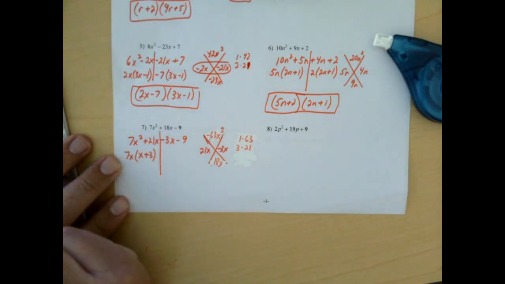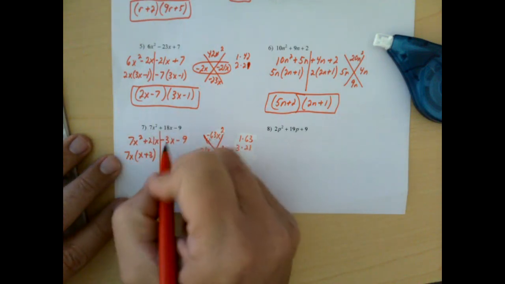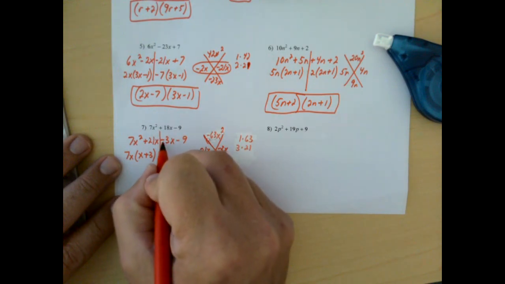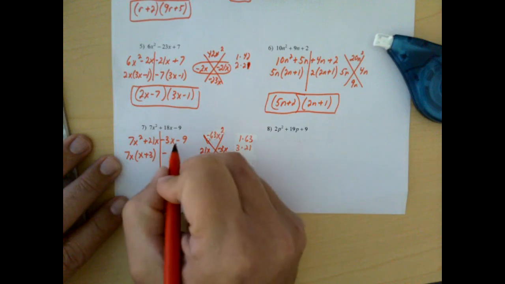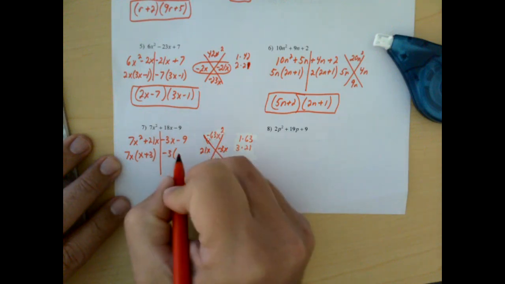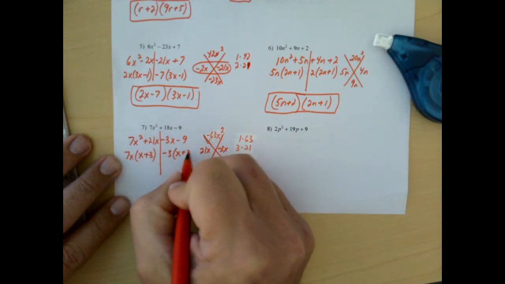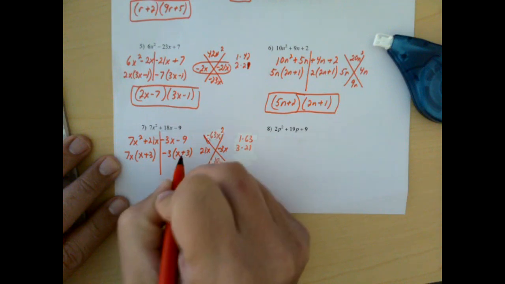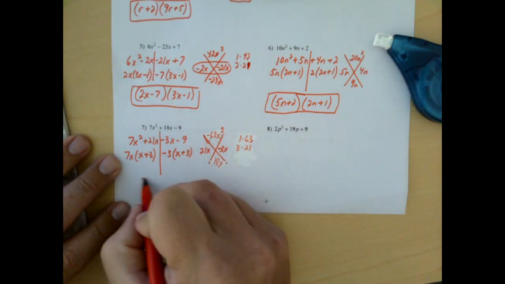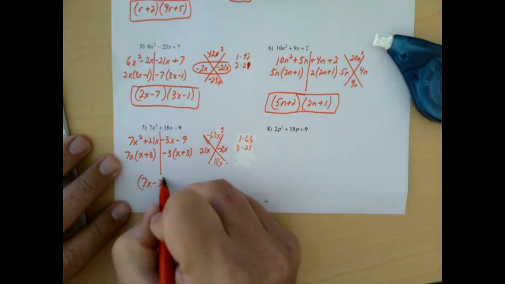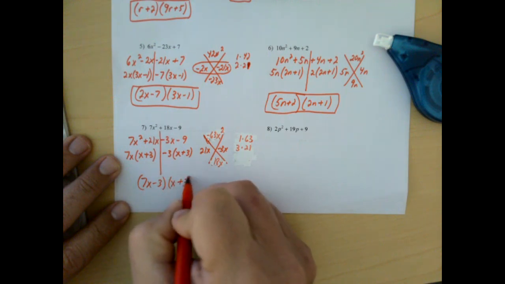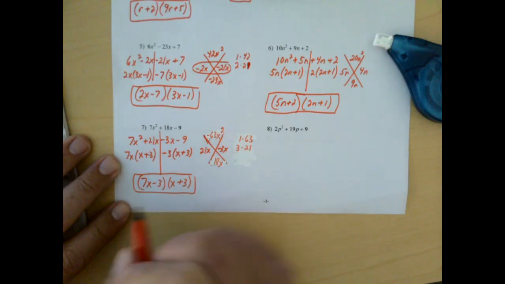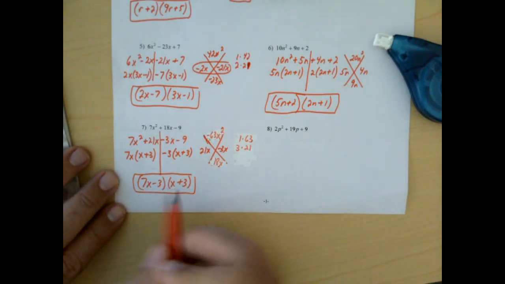I'm left with x plus 3. On the other side, I have to factor out a negative. So anytime this is negative, you factor out a negative, and then you factor out a negative 3. And what's going to happen, if you divide each of these by negative 3, you have just an x inside and a positive 3. So 7x minus 3 and x plus 3 are your factors. Okay, again, quick little mental check.